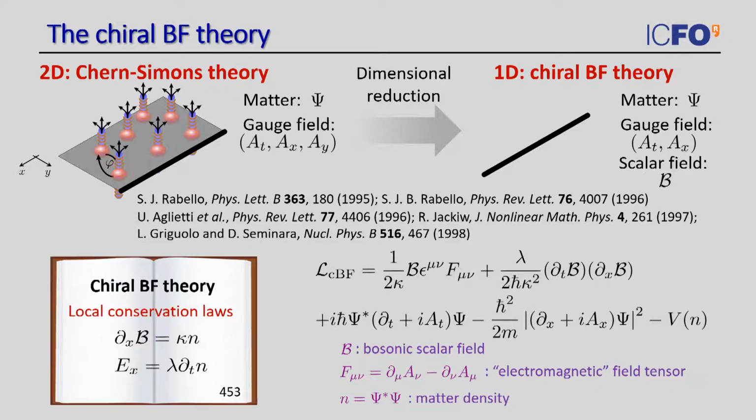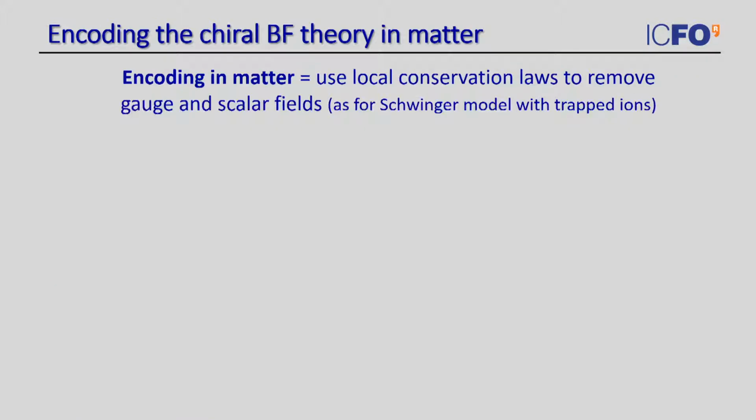However, you can open the book and figure out what the local conservation laws of this theory are, and they actually link this B boson and the electric field to the atomic density. Then you can use these local conservation laws to get rid of all the scalar fields and gauge fields in this expression and put everything in terms of the matter density, which is going to greatly simplify your model. This procedure is technically called encoding in matter-only degrees of freedom, and it's a trick that we learned from the trapped ion experiments. That's actually what the trapped ion experiments do to engineer the Schwinger model.